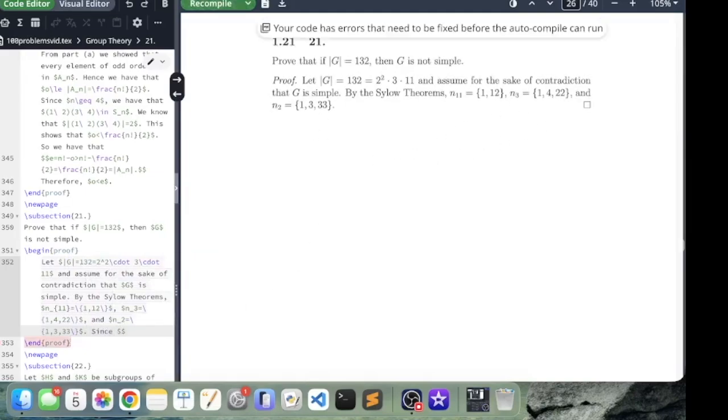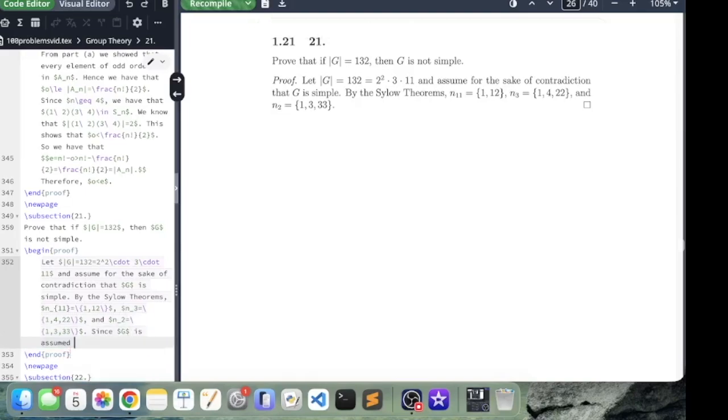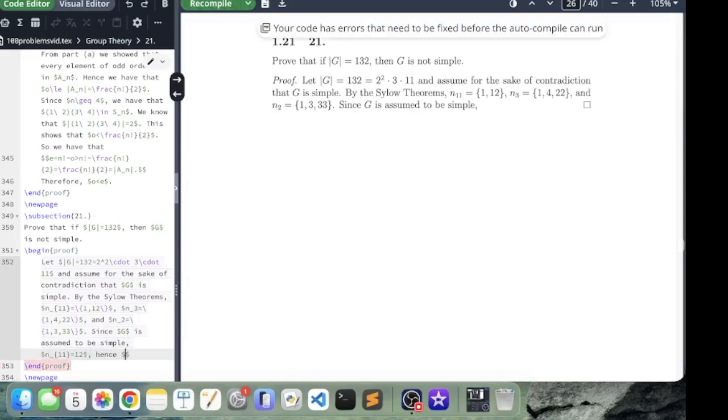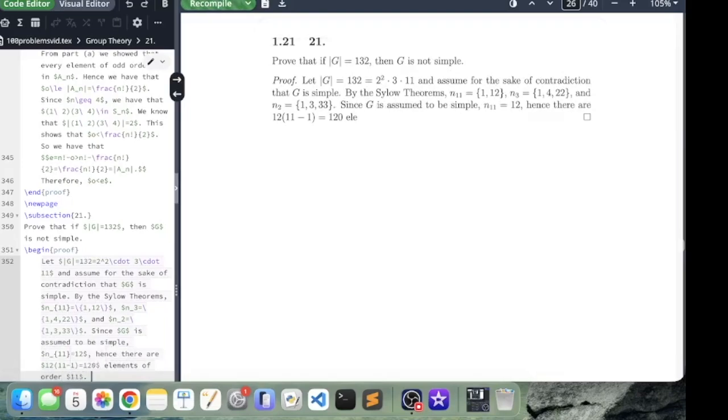Since G is assumed to be simple, we can throw away the 1s, essentially, and the number of Sylow 11 subgroups is equal to 12. Hence, there are 12 times 11 minus 1, equaling 120 elements of order 11.